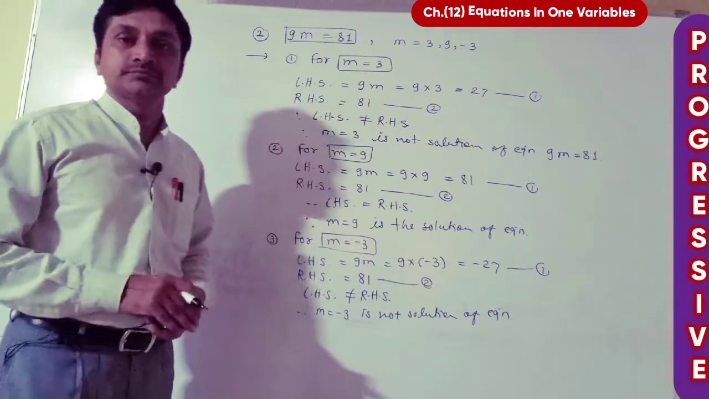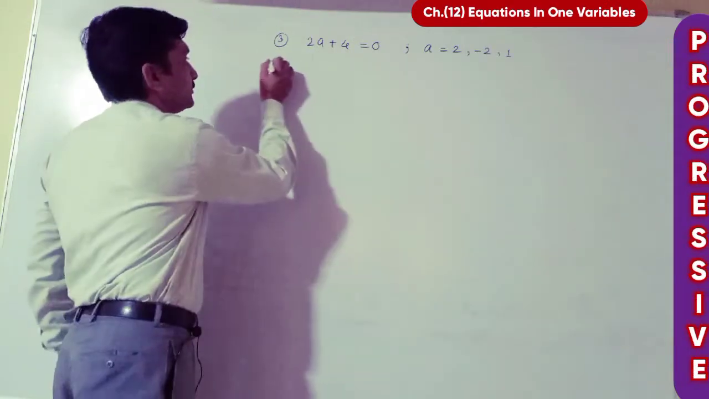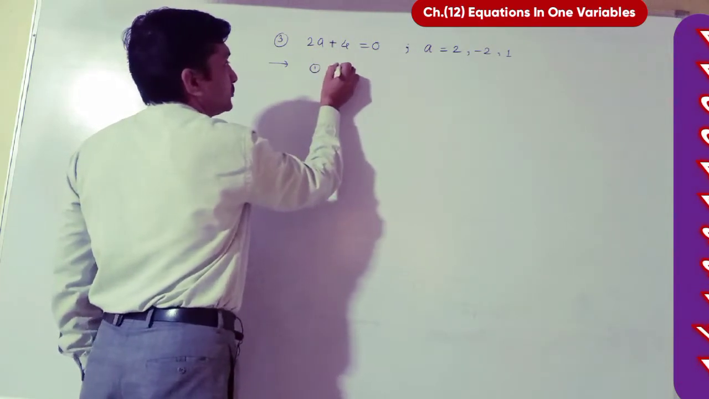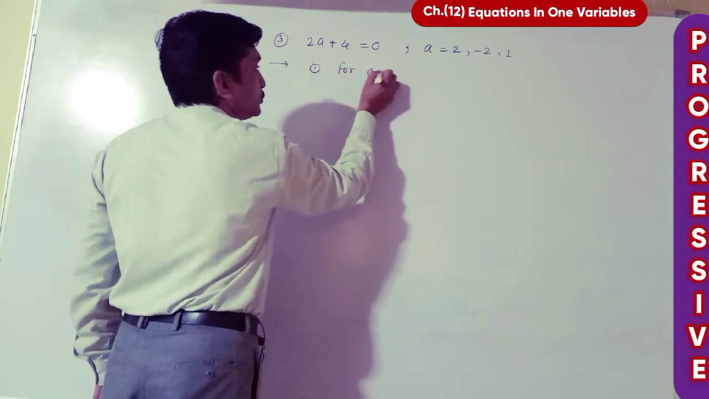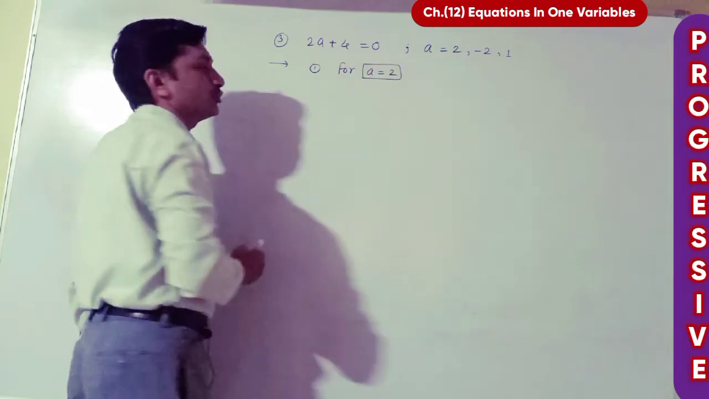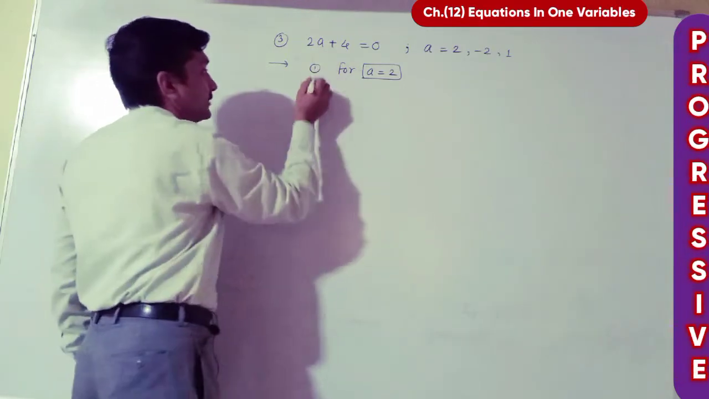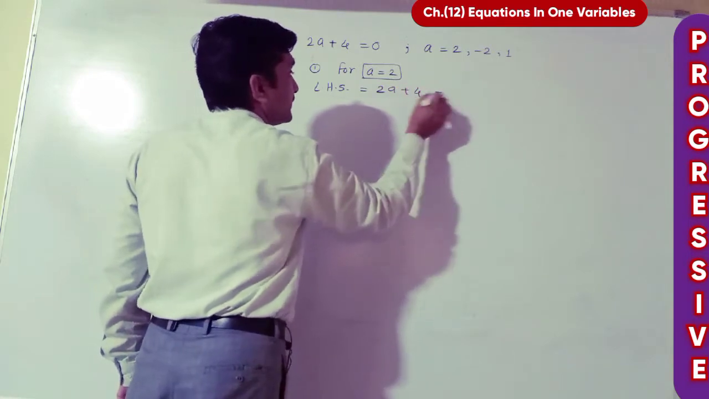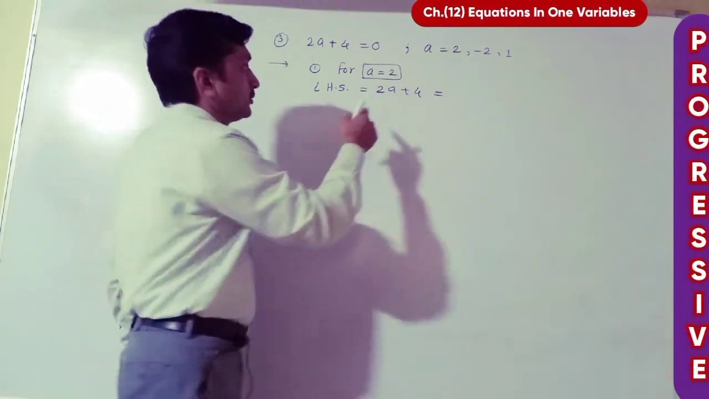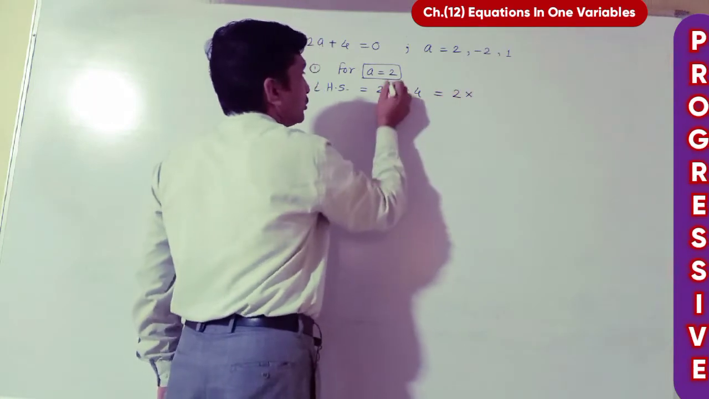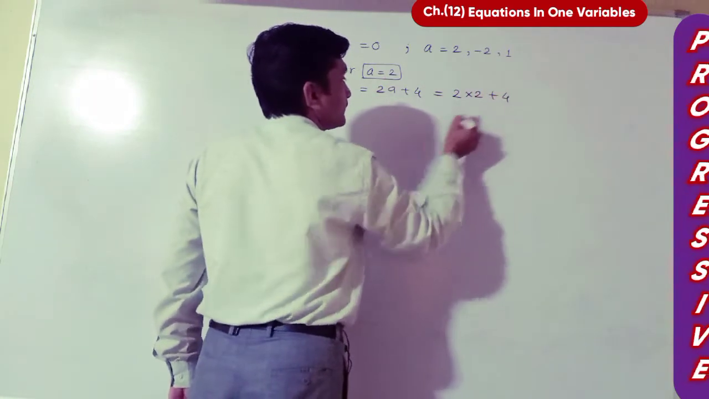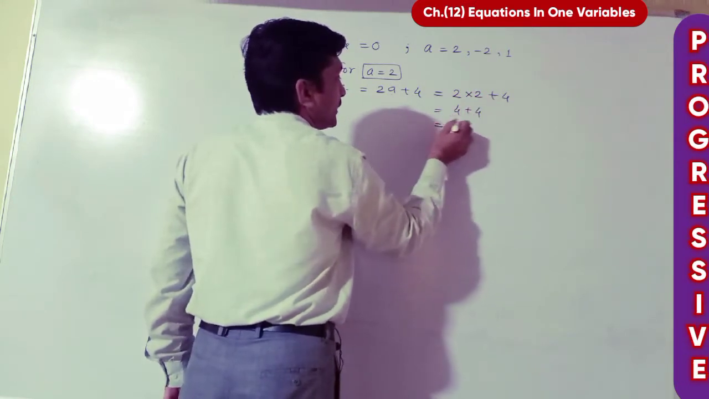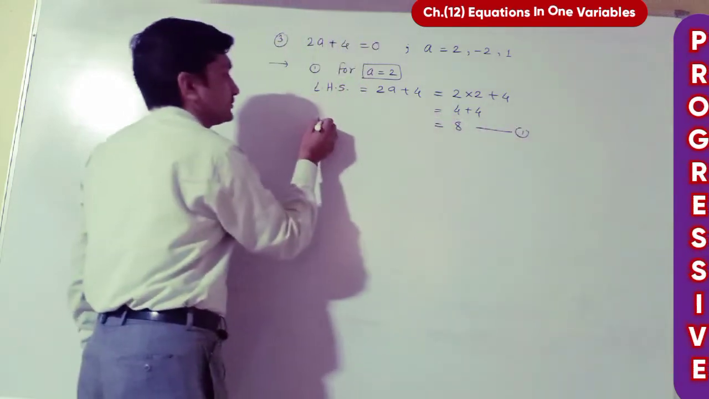This is the second example. Example number 3. Third equation is 2a plus 4 is equal to 0. And there are 3 values. For first, a is equal to 2. One by one we have to check. For a is equal to 2 first, LHS, left hand side, is equal to 2a plus 4. Only left hand side. 2 multiplied by the value of a, 2, plus 4, is equal to 2 2s are 4, plus 4 is equal to 8. It is the first LHS.